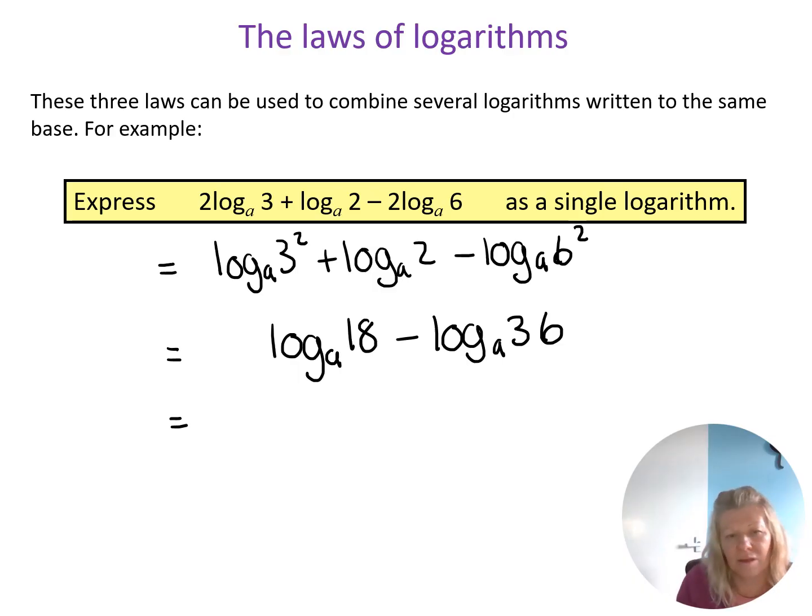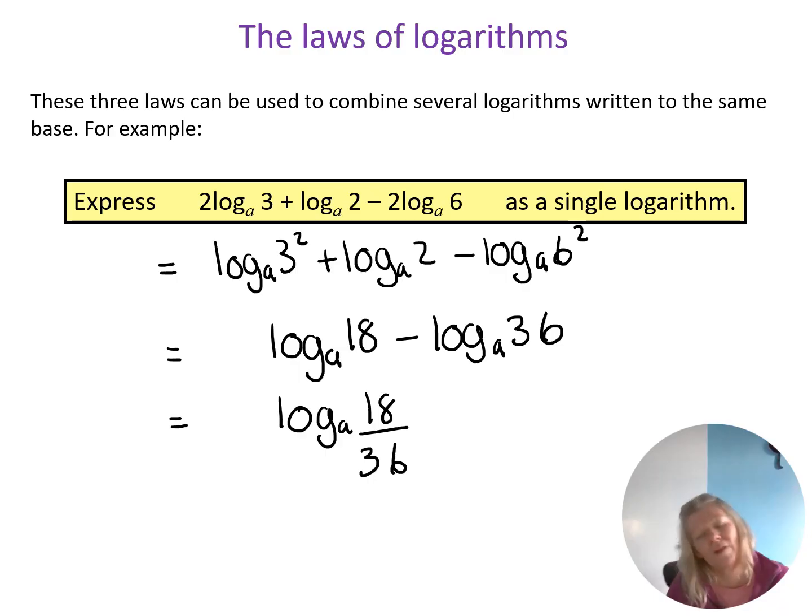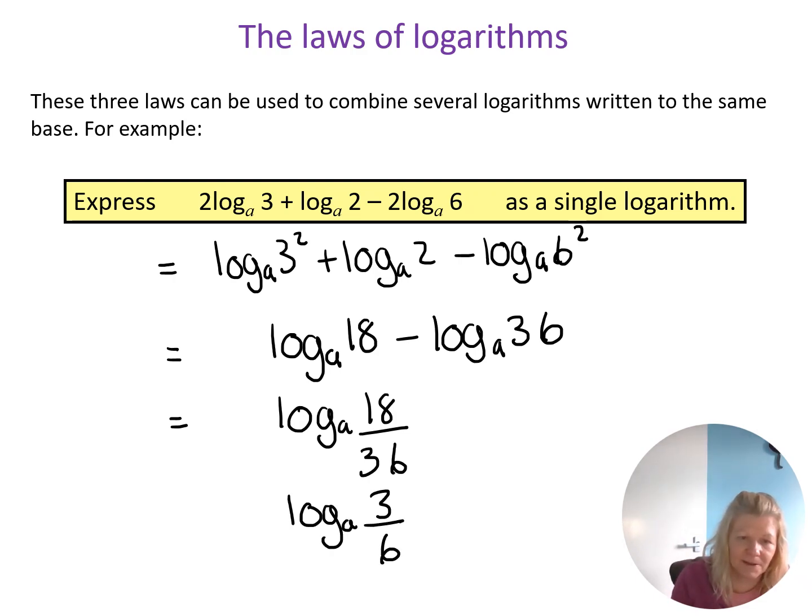Squared 36, and then subtract. You can write it as a divide. And hopefully we realise that cancels a little bit. 2 6s going to top and bottom. Oh, in fact, it was a half, wasn't it? Silly, silly me.